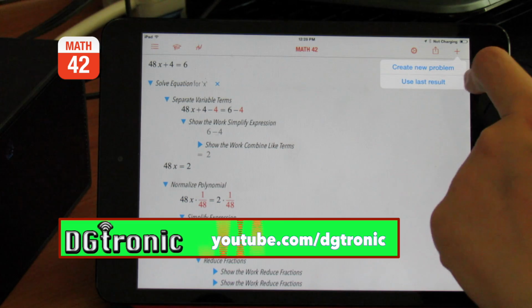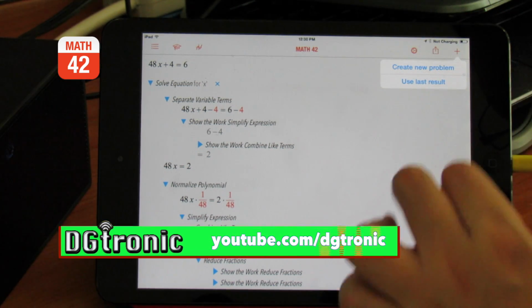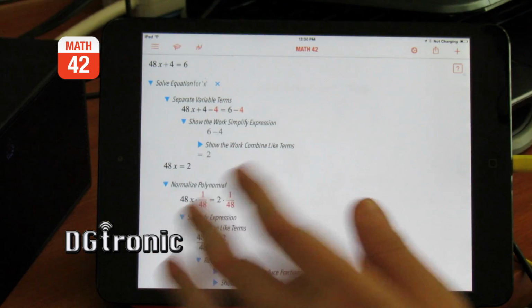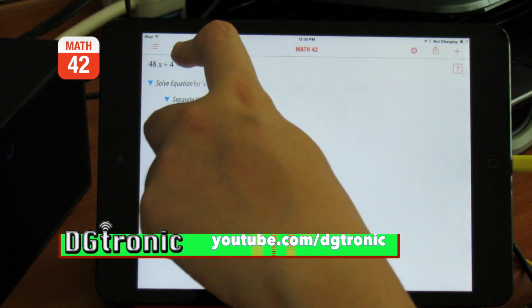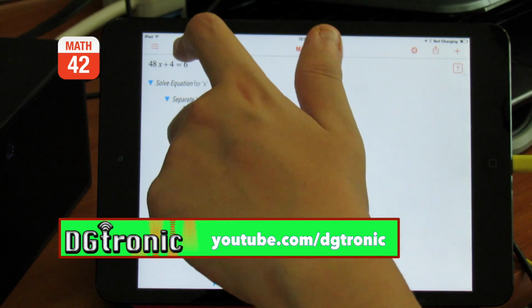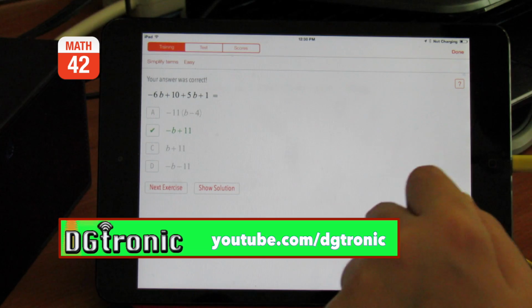Create new problem again, or use last result if you tap the plus icon up there. Alright, so this is all awesome. Let's try something else. If you go back up top here and tap that graduation hat icon, it gives you a test to do.